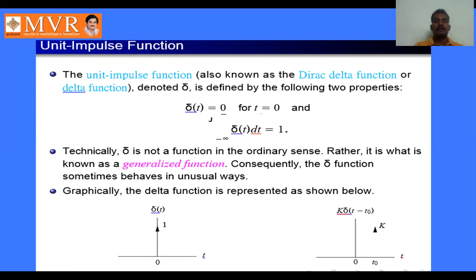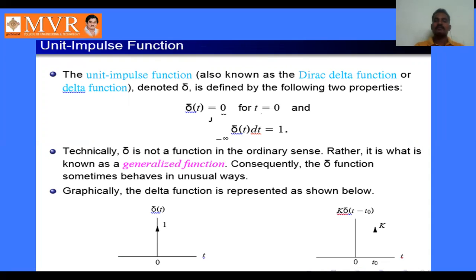So technically, delta is not a function in the ordinary sense. Rather, it is what is known as a generalized function. Consequently, the delta function sometimes behaves in unusual ways.